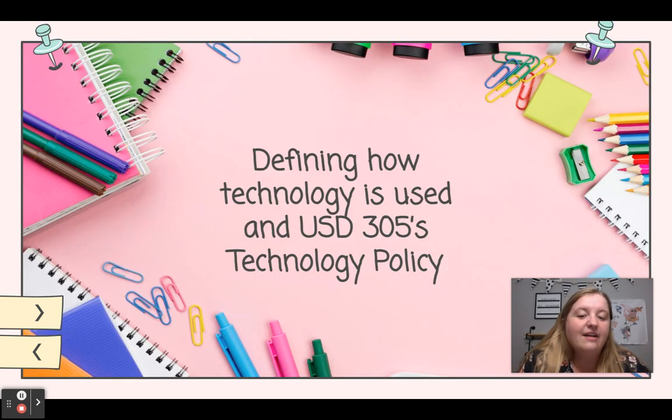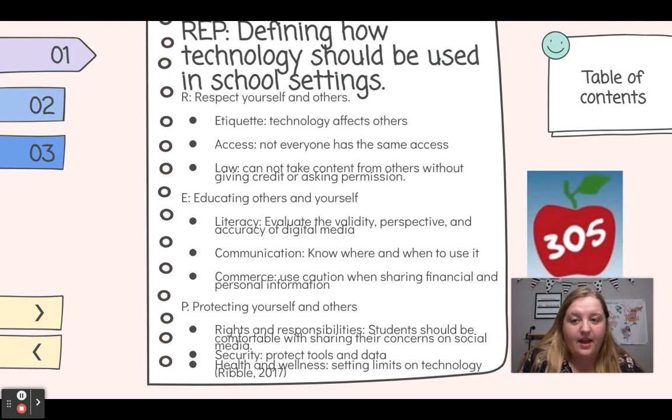Okay, so defining how technology is used and USD 305's technology policy. So defining how technology should be used in school settings. The abbreviation is REP. The first one is R, respecting yourself and others. So when you're using technology, your students and you should be respecting yourselves and others. There should be adequate technology and an understanding that technology affects others and what you do on technology affects others.